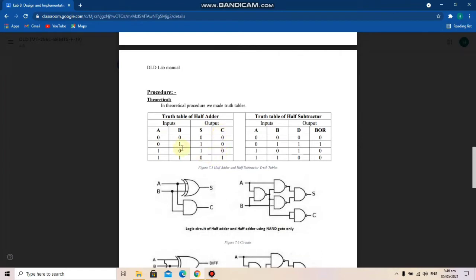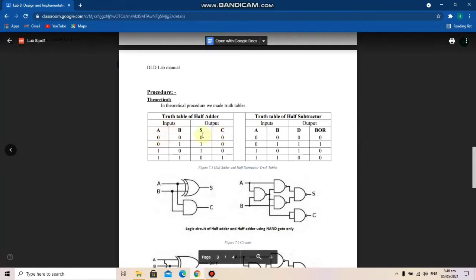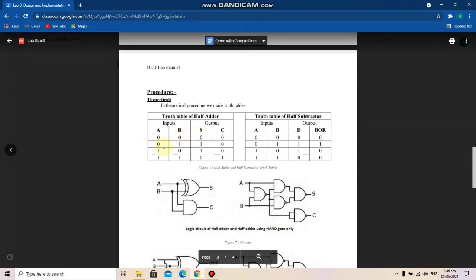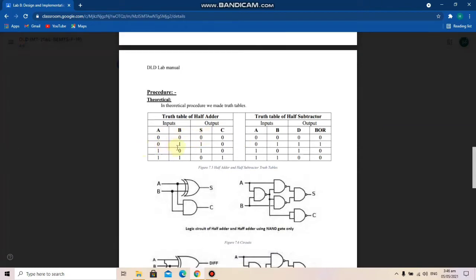and the most significant bit is known as carry. Here is a simple truth table of a half adder in which we have two inputs A and B and the outputs sum and carry. If both inputs are 0, obviously 0 plus 0, our output will be 0. When any one of the inputs A or B is 1 and the other input is 0, adding these gives us 1. So to obtain 1 at the output, our least significant bit should be 1 and our most significant bit should be 0, which will result in 1.